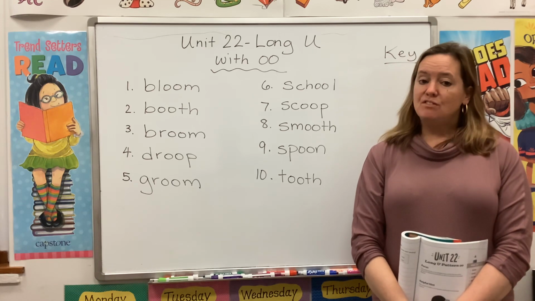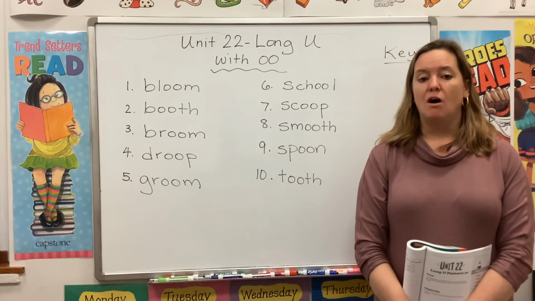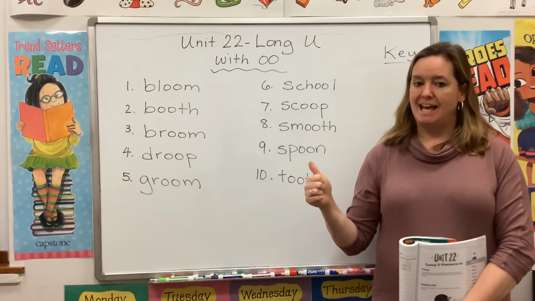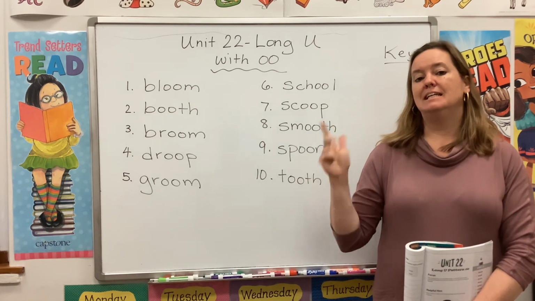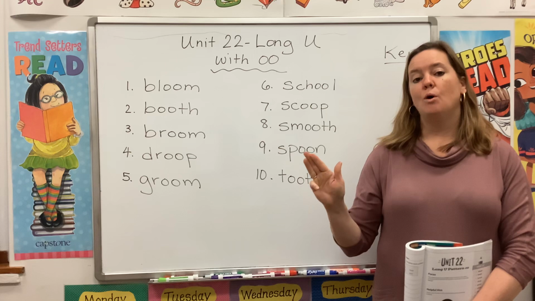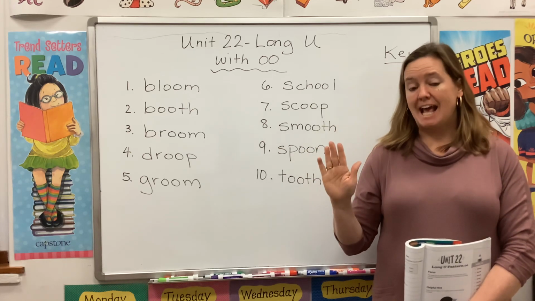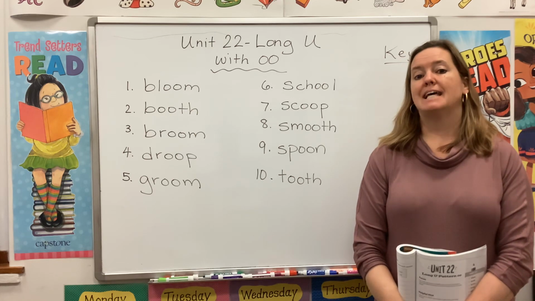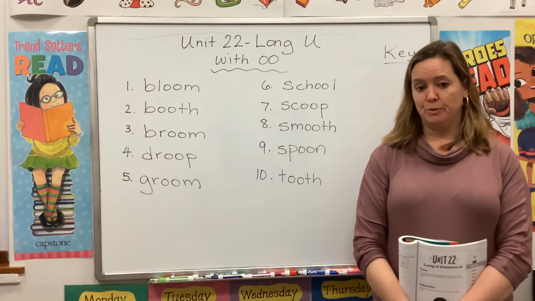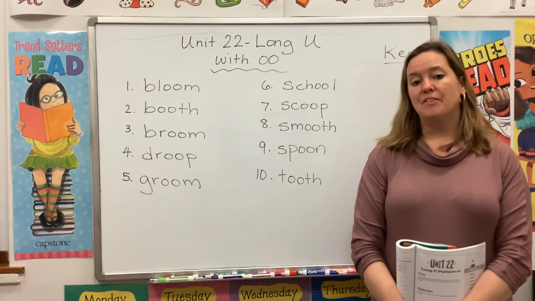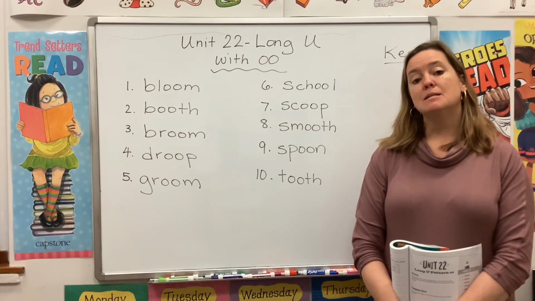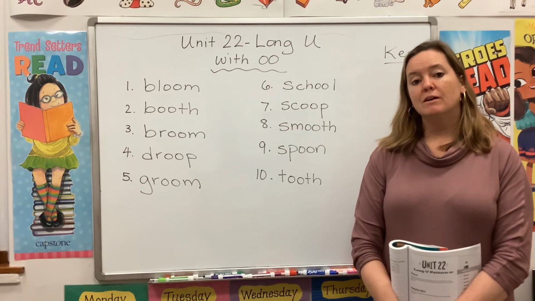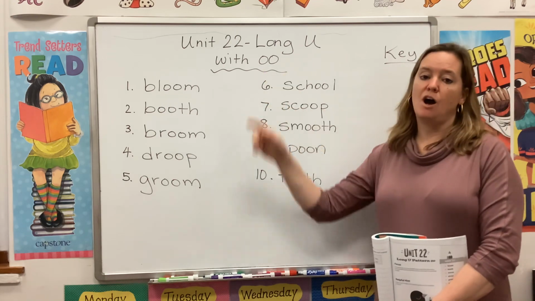All right, for several weeks now, we have been learning about long vowels. We learned that long A says A, E says E, I says I, O says O, and now we're ready to talk about long U. Long U can say oo or you. Today we're going to focus on the oo sound, and to make that oo sound, we're going to use OO.